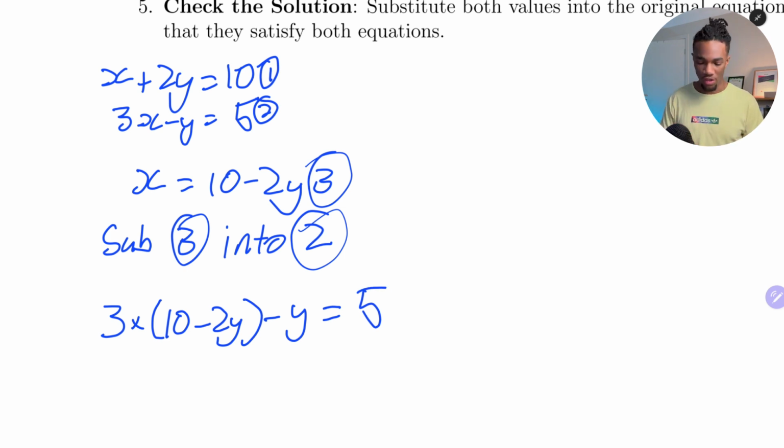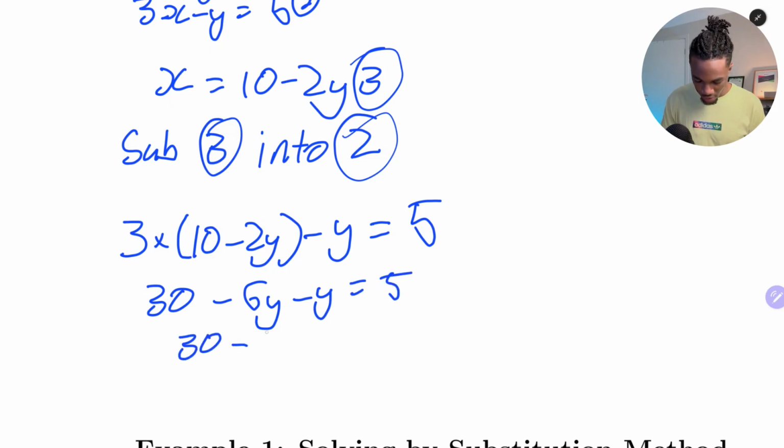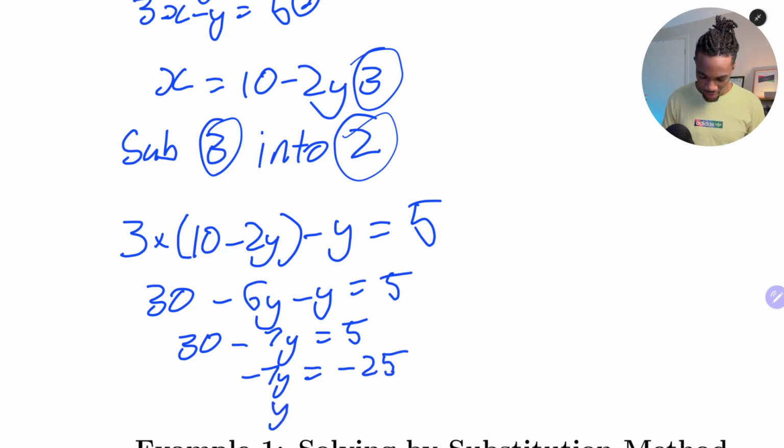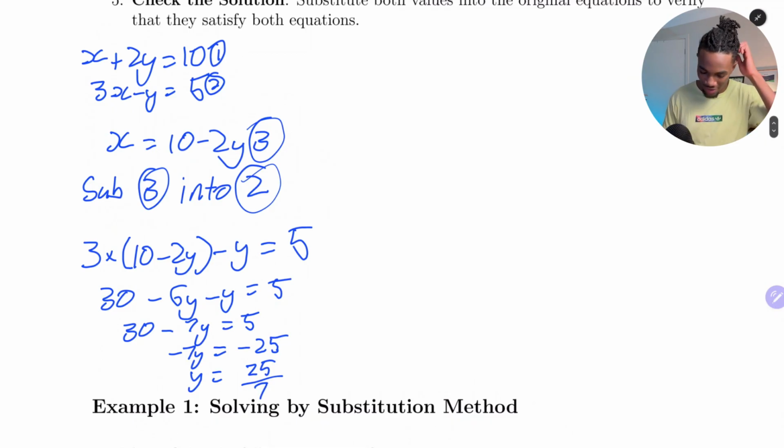Then we simplify this. So 30 minus 6y minus y equals 5, then 30 minus 7y equals 5, and then minus 7y equals minus 25. So y is then equal to 25 over 7. Now that we've got this, all we have to do is sub it into whichever equation we want to find x.